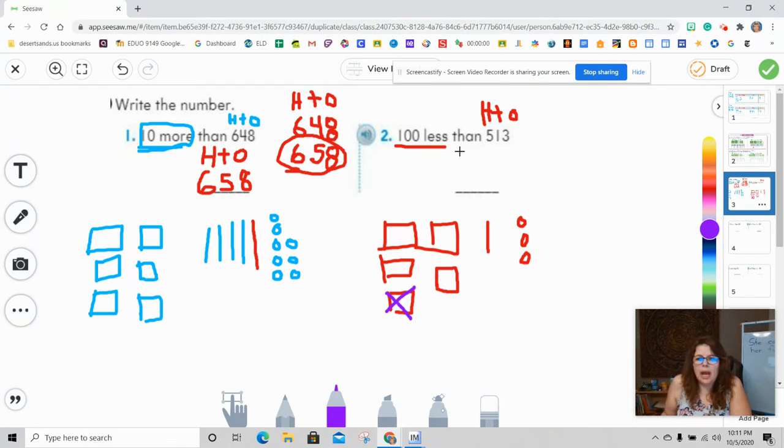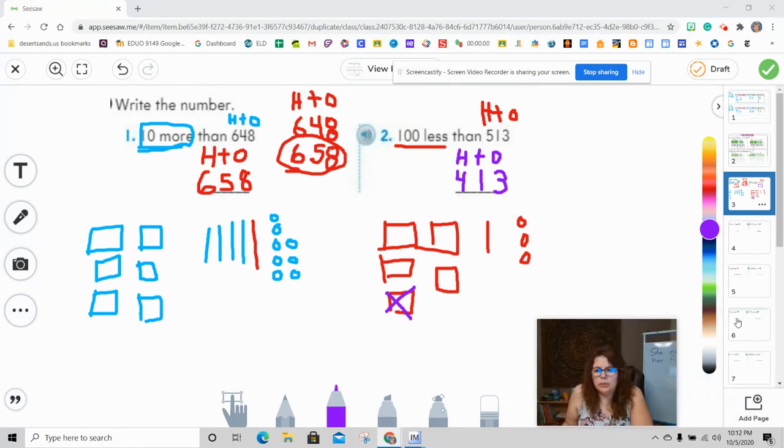So how many hundreds am I left with? And how many tens and how many ones? Well, the tens and ones did not change because we only took 100. So I have now 400 when they used to be 5. I still have 110, and I still have the 3 ones. And that would be my number.